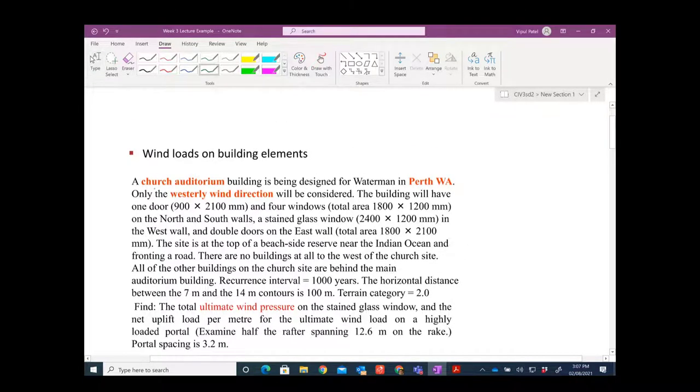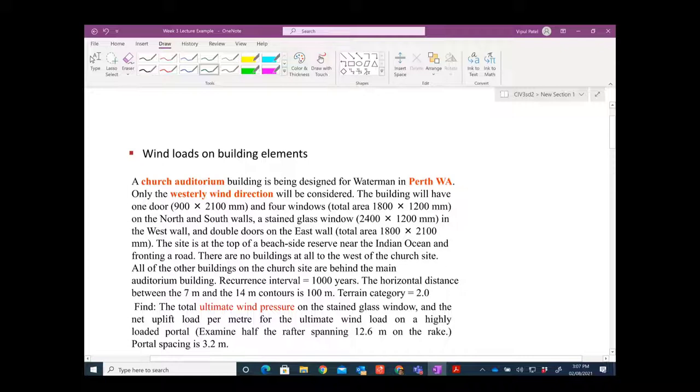A church auditorium building is being designed on the water main in Perth. So it's located in Perth, Western Australia. Only westerly wind directions will be considered. So for the wind coming from the west side, you need to design only for that. The wind coming from north, south, or east is no need to consider.